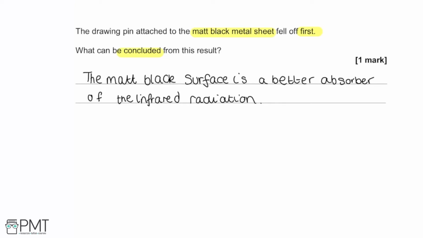So I'm just going to say that the matte black surface is a better absorber of the infrared radiation, and that's a good conclusion to come to from the result that we've been given.